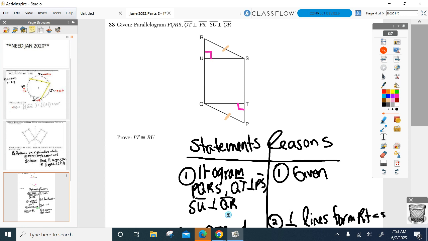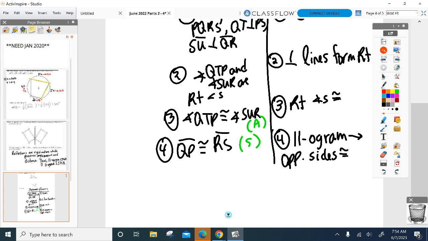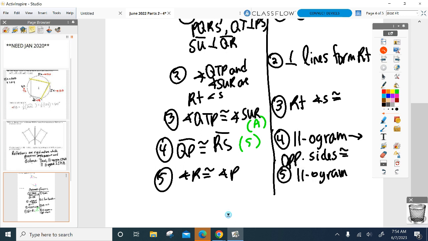Anybody have anything else in those 2 triangles that are going to be congruent? What's up, Anna? Angle URS and TPQ. Perfect. Angle R is congruent to angle P. Know your properties of a parallelogram. Opposite angles are congruent. Angle R congruent to angle P. Parallelogram implies opposite angles, sorry, congruent. Good job, everyone. Good work, team.